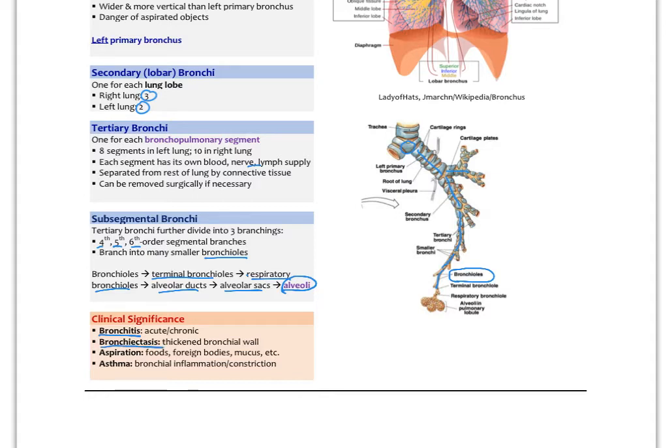Bronchiectasis is a thickened bronchial wall, usually from chronic infections and irritation. Aspiration, again, we talked about the food aspiration or the foreign body aspiration. And then asthma involves the bronchioles, but it can involve the bronchi as well, creating bronchial inflammation and constriction. So those are some bronchial disorders we'll be reviewing later.